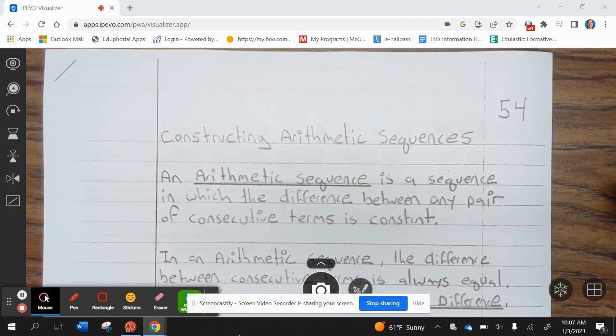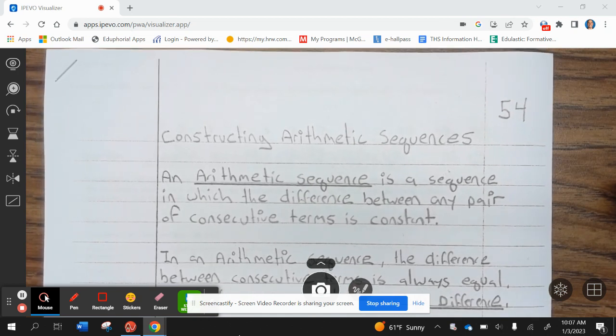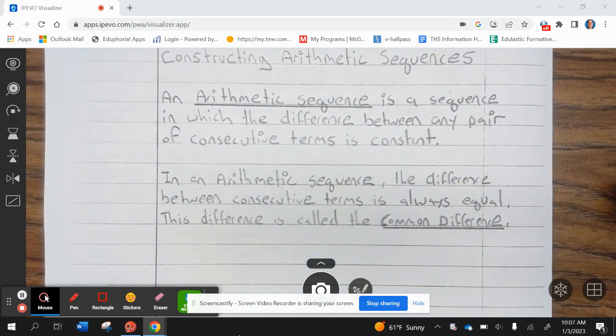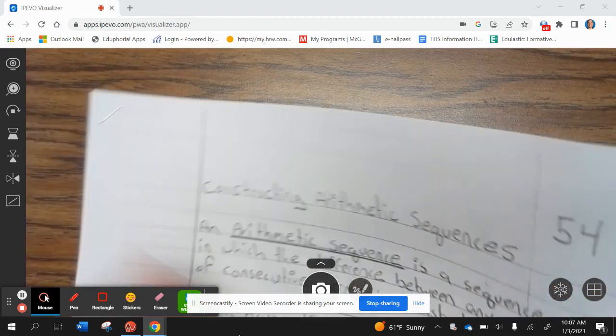Okay, Watkins. Today we're at journal page 54, constructing arithmetic sequences. An arithmetic sequence is a sequence in which the difference between any pair of consecutive terms is constant. In an arithmetic sequence, the difference between consecutive terms is always equal. The difference is called the common difference. Let's take a look at the first example.